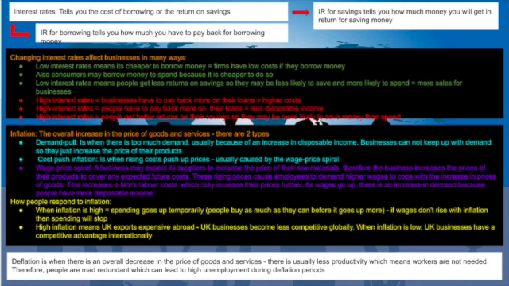With inflation now, this is just the overall increase in the price of goods and services, and there are two types. You have demand pull. This is when there's too much demand, usually because of an increase in disposable income. Businesses cannot keep up with demand, so they just increase the price of their products.